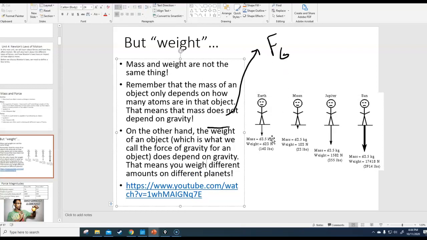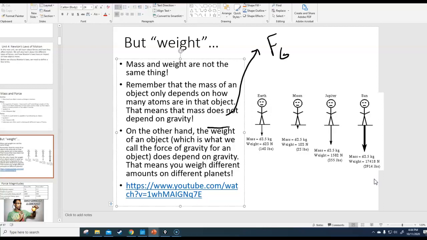So for example, if I'm here on Earth, let's say I have a mass of 63.5 kilograms. That's like an average mass for a person. Here on Earth, let's say I weigh 140 pounds. That's 623 newtons. If I go to the moon, I have the same amount of mass because I have the same amount of inertia. The number of atoms making up my body has not changed. But my weight is now 23 pounds or 103 newtons because gravity is not pulling on me as hard on the moon. On Jupiter, I would weigh 353.